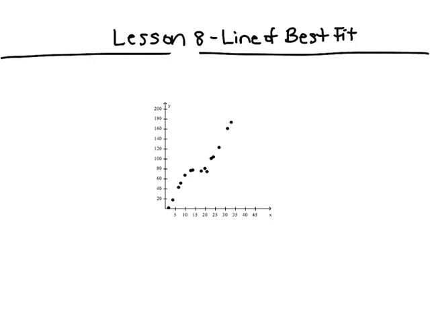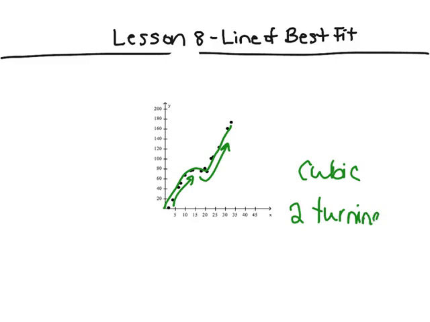For the next one, we want to determine what kind of shape this is. So if we were to look at this, it looks like it would make a cubic relation. And our reason would be that it has 1, 2 turning points. So you can also have curves of best fit, not just lines.